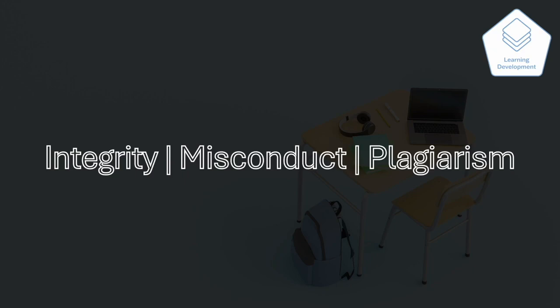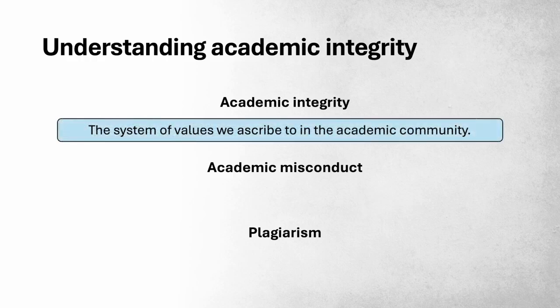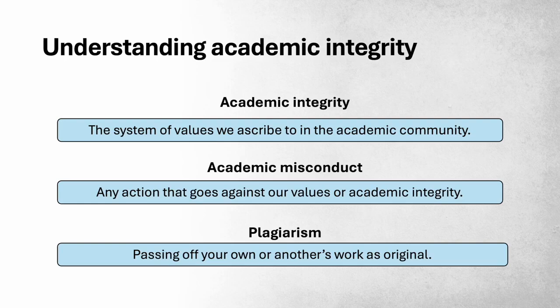Integrity, misconduct, plagiarism. Academic integrity is the system of values we ascribe to in the academic community. Academic misconduct is any action that goes against our values or academic integrity. And plagiarism is passing off your own or another's work as original.